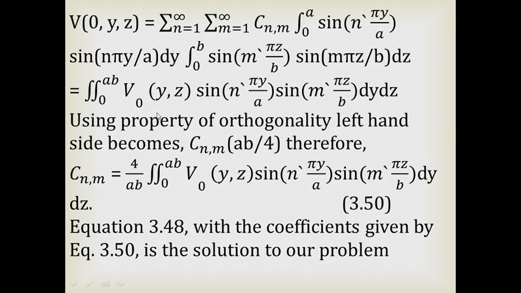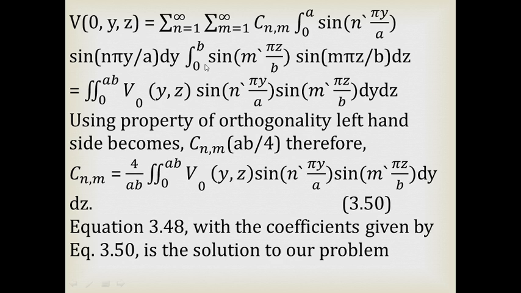Now, using the property of orthogonality, what is the value of the integration on the left hand side of the equation? If n dash is equal to n, then this integration survives. Only for one term of the coefficient, where n is equal to n dash, does this integration survive. Otherwise, for n not equal to n dash, the terms drop out, because that integration is going to be 0.